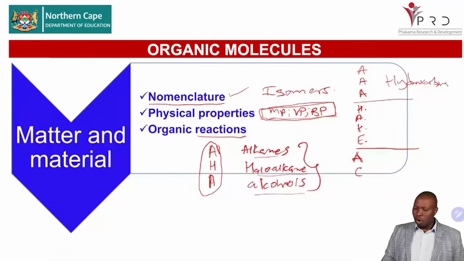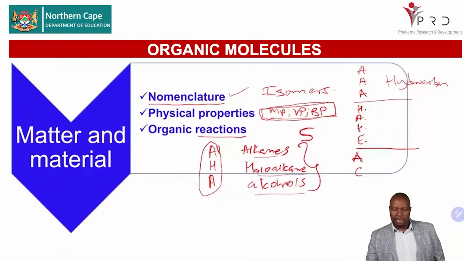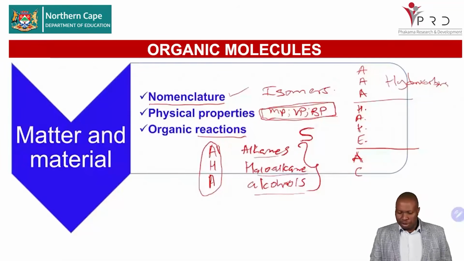You will see that all of them can undergo what we refer to as substitution. So when you see alkanes, haloalkanes, and alcohols, you know that they can undergo substitution. And all of them can undergo eliminations. They can all undergo elimination. So it's very much important.